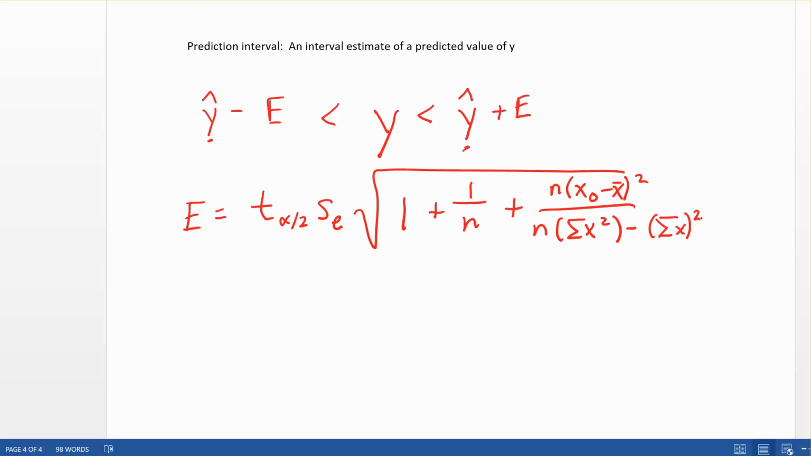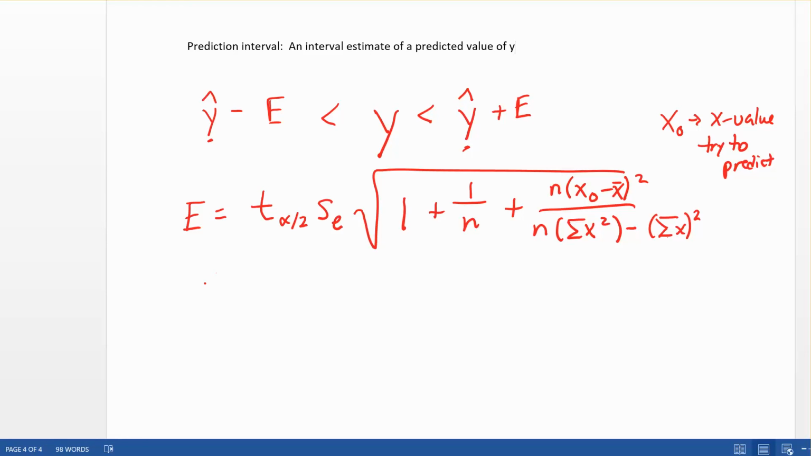Okay, so this last fraction says we take n, which is our number of sample pieces, in this case 6, x sub naught. That is what we're plugging in for x. So that's the x value that we're trying to predict. X bar is the mean of the x's. We've already found that. On the bottom, we have n again, which is 6 in our problem, times the sum of the x squareds minus the sum of the x's squared. Subtle difference between the two.